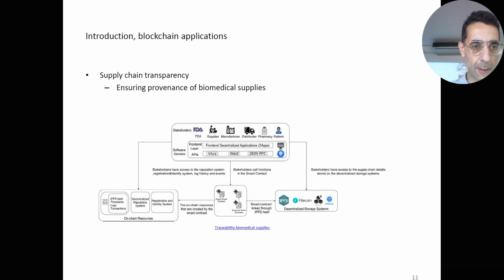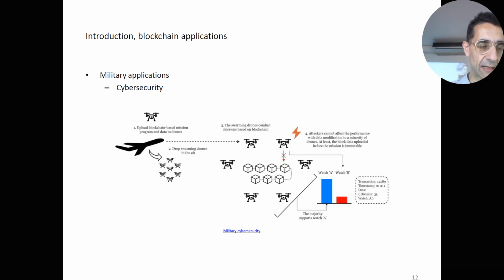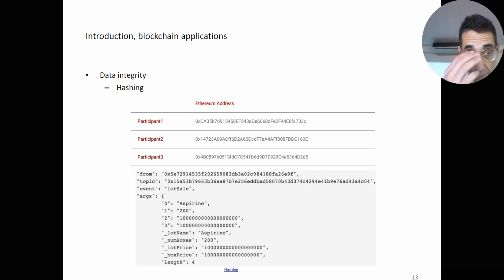We also have applications of blockchain for supply chain transparency, as in ensuring provenance of biomedical supplies. We have also, you know, military applications, as in cybersecurity. And we also use blockchain for data integrity, as in hashing.